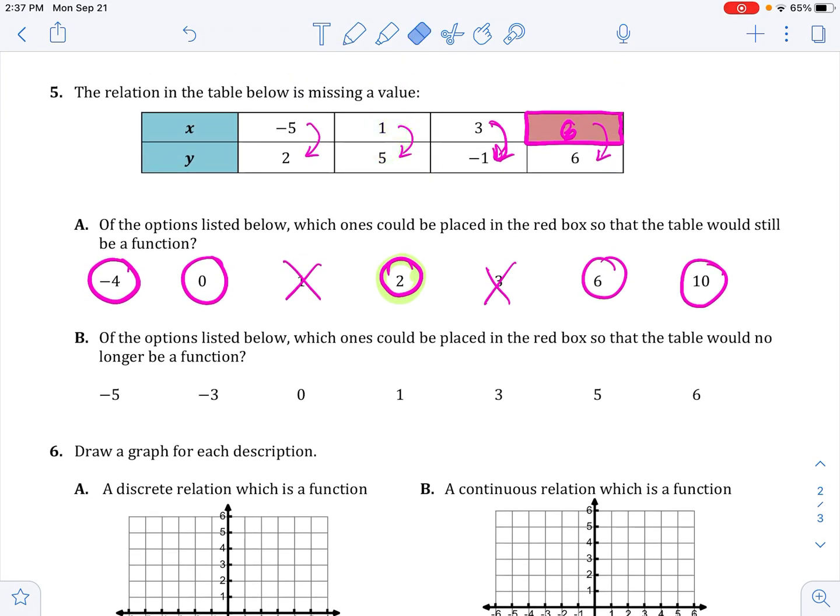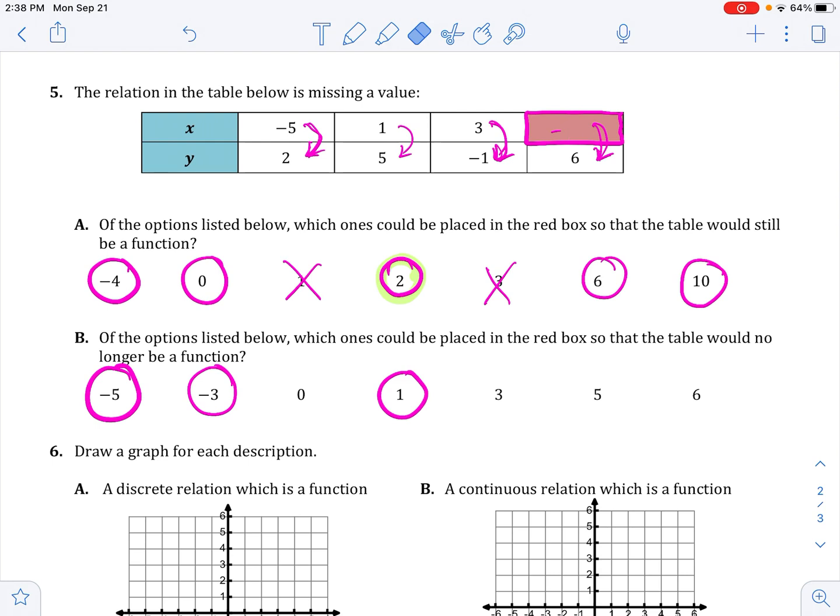All right, next it says, of the options listed below, which ones would be placed in the red box so that the table would no longer be a function? So now we're trying to make it so that it's not a function. So -5. Oh, that's not a function because -5 is giving me an output of 2 here and then 6 here. So that's not going to work. All right, next one, -3. Nope, that's not going to work. 0, no, 0 would be fine and make it a function. 1, nope. 1 has to give me an output of 5.